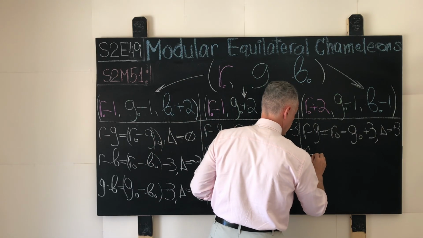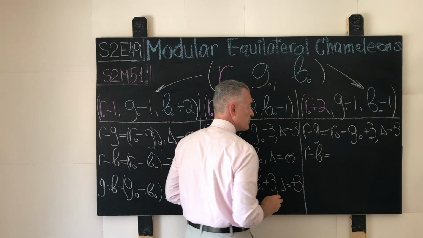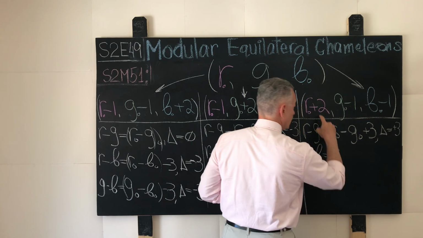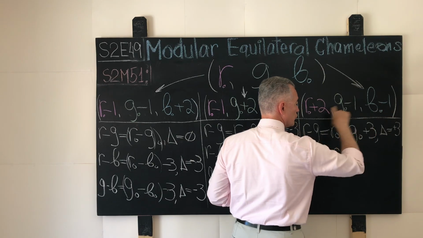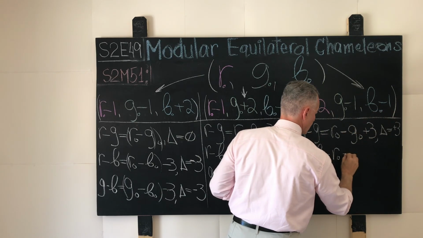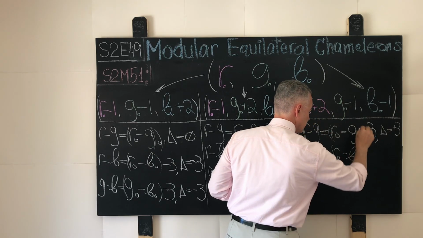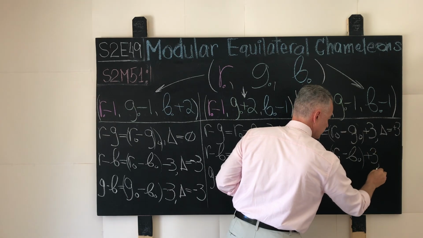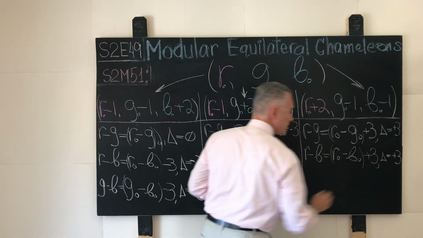The difference between the number of the red and the blue chameleons after this color changing meet will be what? R sub 0 plus 2 minus b sub 0 minus negative 1. 2 plus 1 is 3, so minus the number of blue chameleons originally. If we put the parentheses here, that will be plus 3 again. So the delta over here is plus 3.